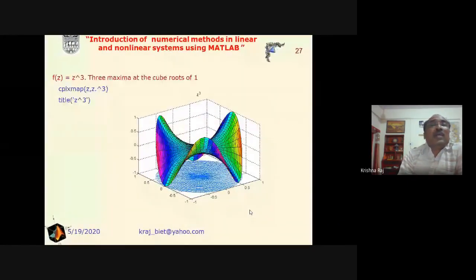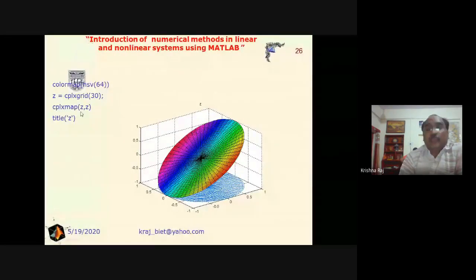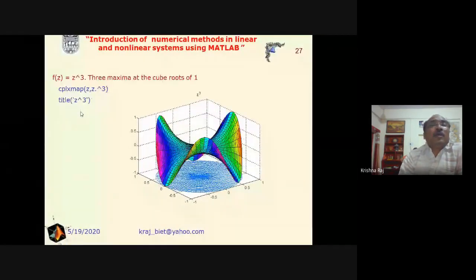Now if we increase the complexity, that is z to the power 3, here we have described z. If we just write z to the power 3 without the description of z, there will be an error, because z is a parameter which has to be defined first, then we define the equation. Now if we use f(z), a function of z to the power 3, for that purpose we will use the same command, that is complexmap of z and z to the power 3.